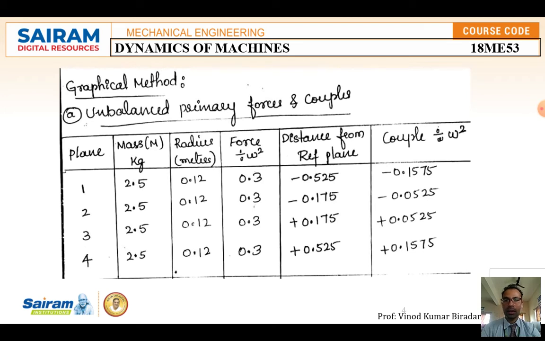The first case is the unbalanced primary force and couple. To calculate this, you have to form a tabular column with plane, mass, radius, centrifugal force, distance from reference plane, and couple.